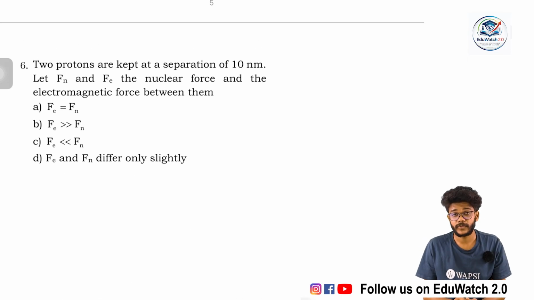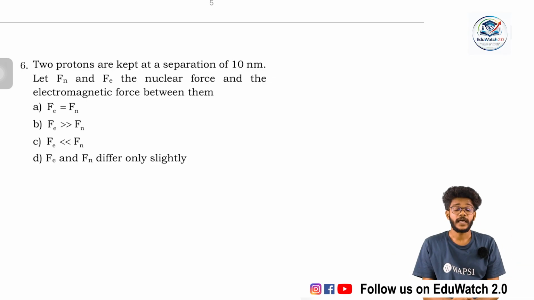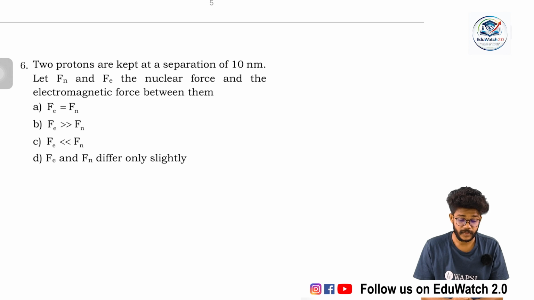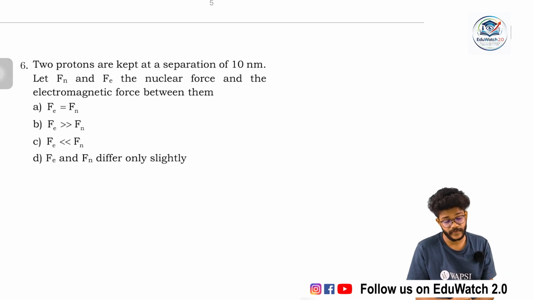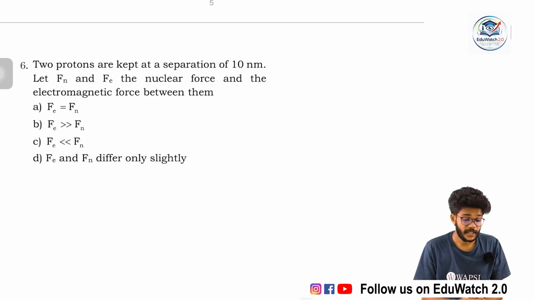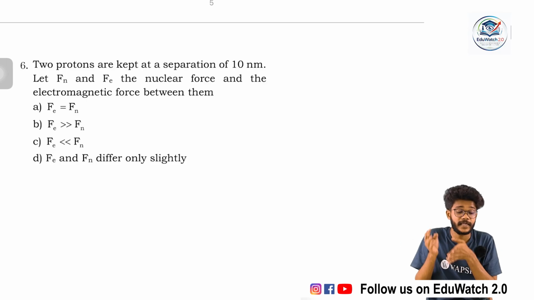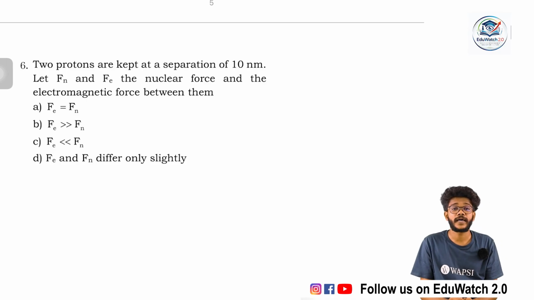Two protons are kept. I am taking two protons. One proton and the second proton are kept at a separation of 10 nanometer. Let Fn and Fe be the nuclear force and the electromagnetic force. So what is the range of nuclear force and electromagnetic force? We studied that the magnitude of nuclear force is much greater than the electromagnetic force, we know that. But here the range is 10 nanometer. Is this range good for nuclear force?